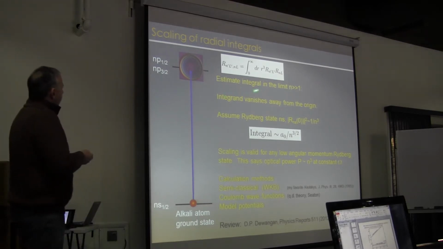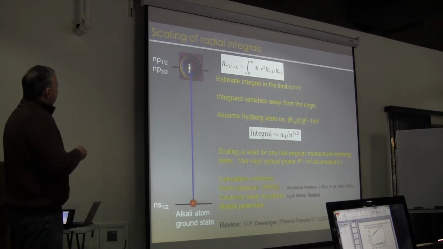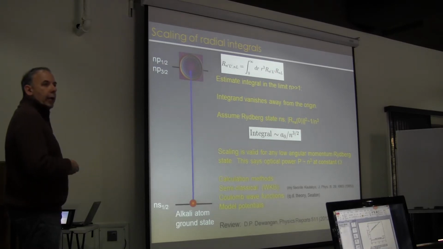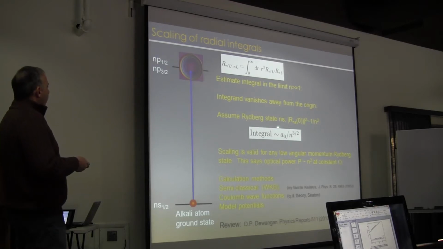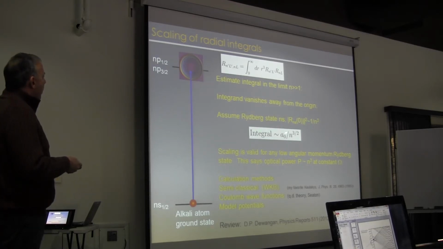Well, we can estimate the integral quite simply in the limit where the Rydberg state is highly excited and n is much greater than 1. The integrand for L states greater than 0 vanishes away from the origin. For Rydberg S states, we know just by looking at the hydrogenic form for the wave functions that the probability of finding the atom at the origin in an S state scales as 1 over n cubed. And therefore the integral, just by dimensional analysis, is going to scale as the atomic length, the Bohr length, divided by n to the 3/2. It's the wave function, not the wave function squared, in the integral.